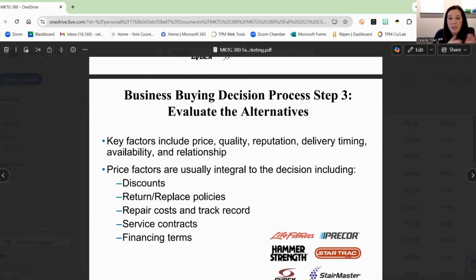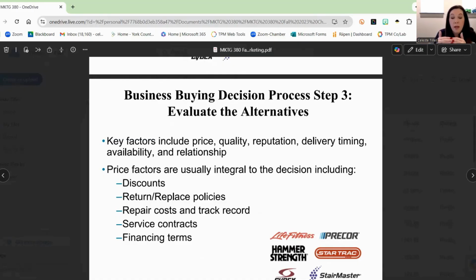When it comes to the price and where they're trying to evaluate the alternatives, they're going to look at things like what are the discounts that are given? Maybe there's a volume discount. If you purchase a certain amount, you get a discount. What's the return or replace policy? We're talking about the fryers at McDonald's, right? So if those fryers come in and they don't do what I say or what you say that they're going to do, what's the return policy? Are you going to replace those? What does that timeliness look like?